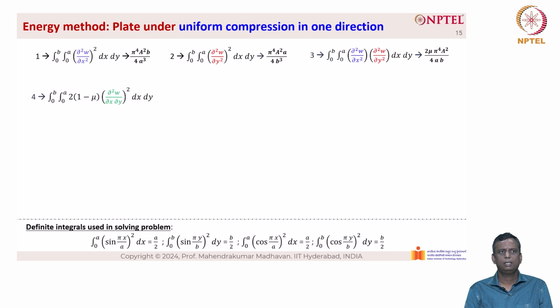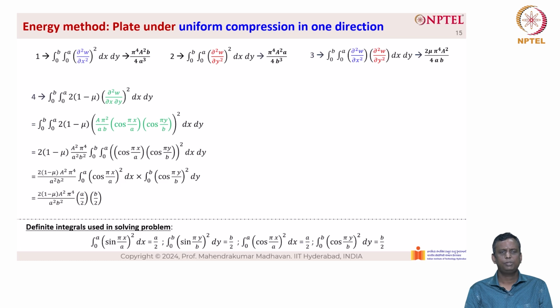Now, integral 4 is given as the integral from 0 to b, 0 to a, of 2 into (1 minus μ) into (∂²w/∂x∂y) the whole squared, dx dy. Again, we substitute the value of ∂²w/∂x∂y in this equation above. When we simplify this further, we get the value of 2 into (1 minus μ) into a² π⁴ divided by a² b² into a/2 into b/2.